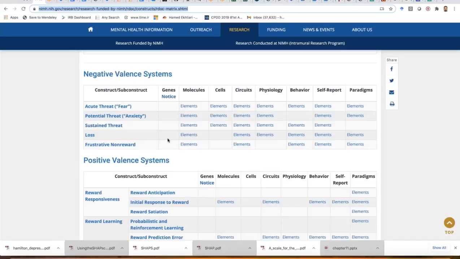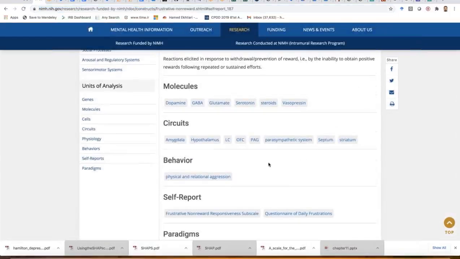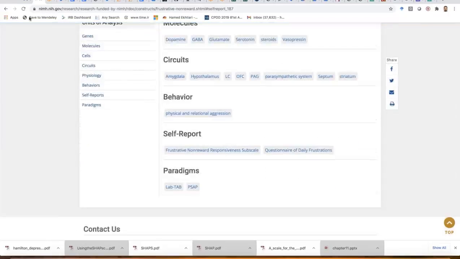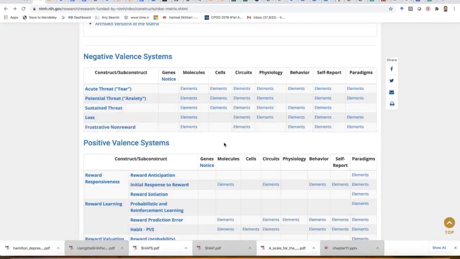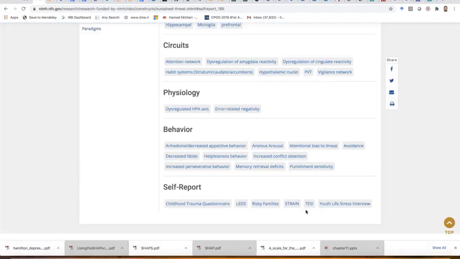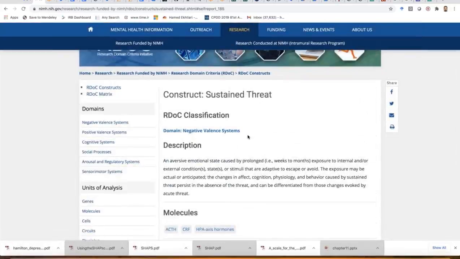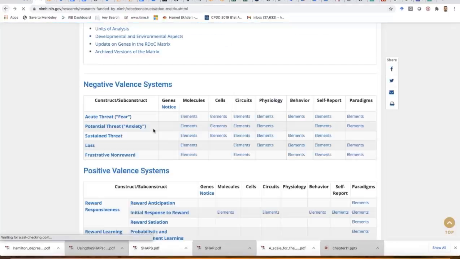And obviously you can go and find specifics. When we talk about frustrative non-reward, we can go for the self-report. What are the self-reports that we have? The frustrative non-reward questionnaire of daily frustration, but you can see that we are talking about aggression and things related to that. And then, of course, for each other dimension, you can go for the details. Let's say, if we talk about sustained threat, we can go for self-reports, things like the traumatic experience scale. There are different stress, anxiety, life event and distress scales, things like that. These are the instruments available that relate to the sustained threat part of the negative valence system. So this is how RDoC is approaching the negative valence system.